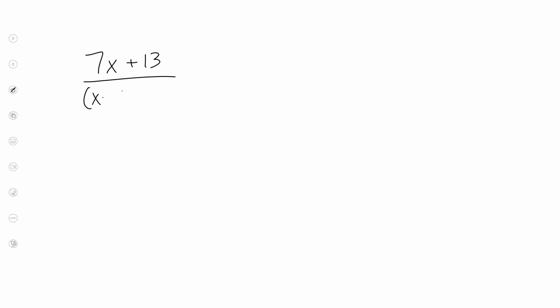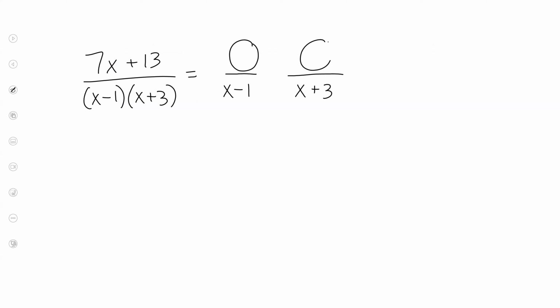This is what I'm going to give you. I want you guys to go back. So that means you're going to have two fractions. One fraction will have x minus 1, and the other fraction will have x plus 3 in the denominator. All we need to do now is figure out what will go in the numerator.